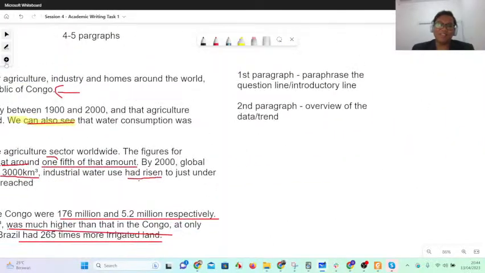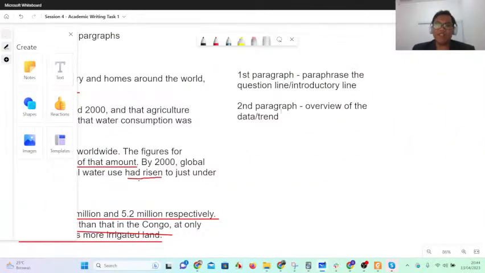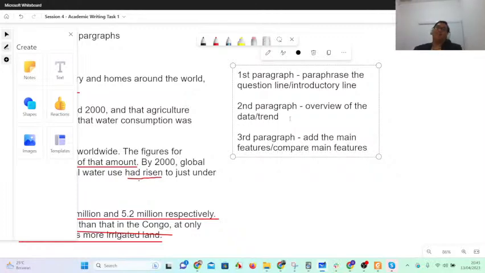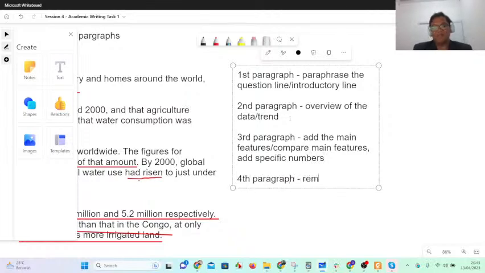Okay, so let's finish the template just a little bit. Oops, sorry. Okay, the third paragraph, add the main features. Again, also compare main features. And in this one, you should add specific numbers. And the fourth paragraph, basically the remaining main feature.